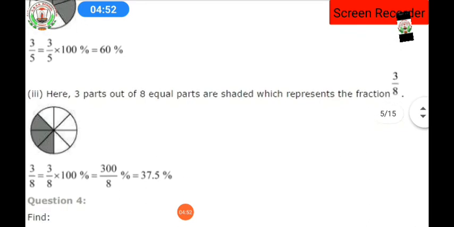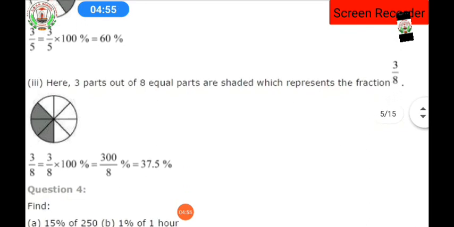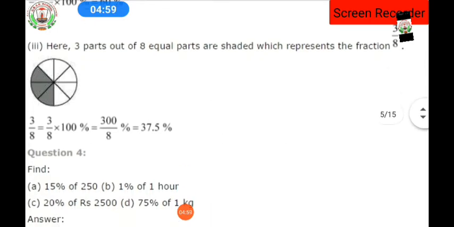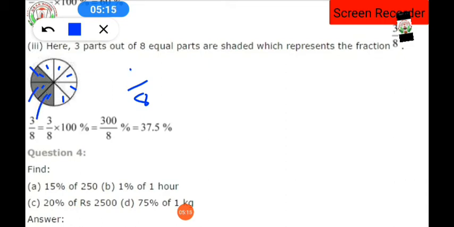Then next we have 3 parts out of 8 equal parts. What do we have here? Total number of parts: 1, 2, 3, 4, 5, 6, 7, 8. Total parts are 8, and out of the total 8 parts, how many parts are colored? That is 1, 2, 3. So that 3 will become the numerator. Now the fraction of the colored part is 3 by 8.